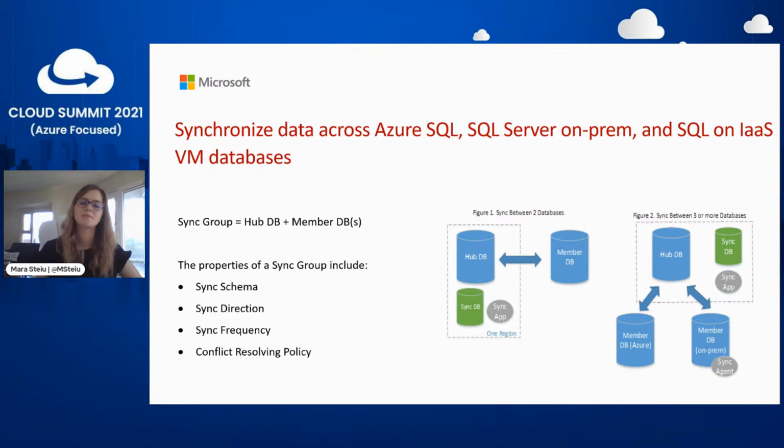So the one requirement is that your hub database is always an Azure SQL database. However, your member DBs can be either on Azure SQL DB or on SQL Server on-prem, for instance. So it doesn't really matter where your member DB is. However, hub has to always be on your Azure SQL DB.